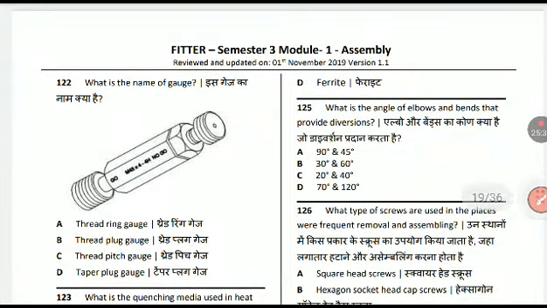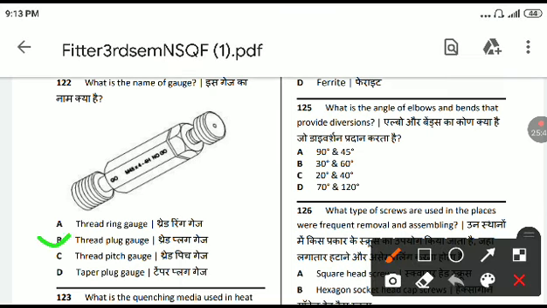What is the name of gauge? Thread ring gauge, thread plug gauge, thread pitch gauge, taper plug gauge. Thread plug gauge. Option B.